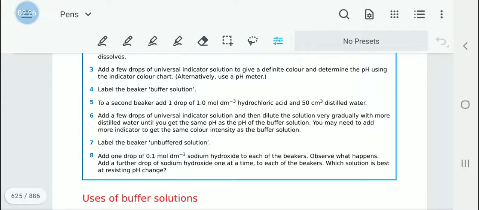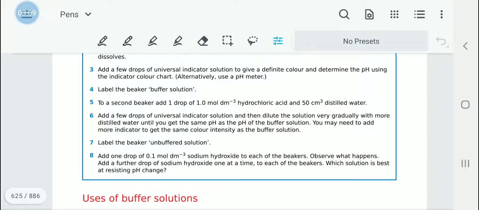So here, from point 4, we can move on with a different aspect. That is, we take 1 drop of 1 mole per cubic decimeter hydrochloric acid and 50 cubic centimeters of distilled water. We take this second beaker, which has hydrochloric acid, a strong acid, and we dilute that acid until we get the same pH as the buffer solution that we prepared earlier. Then we mark it as unbuffered solution.